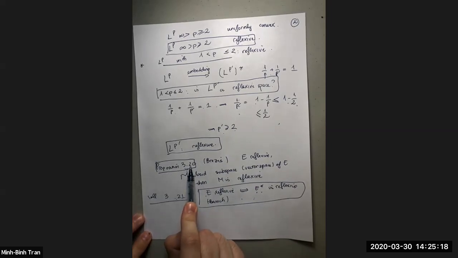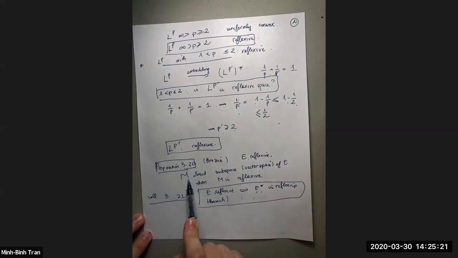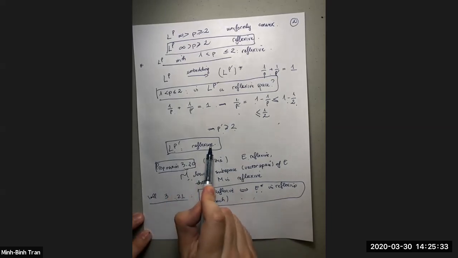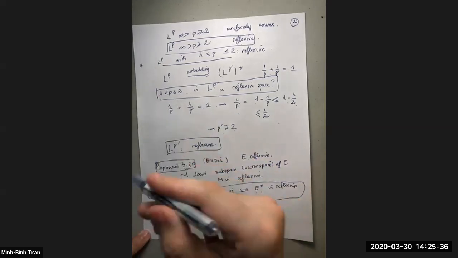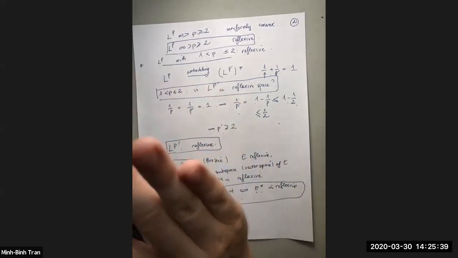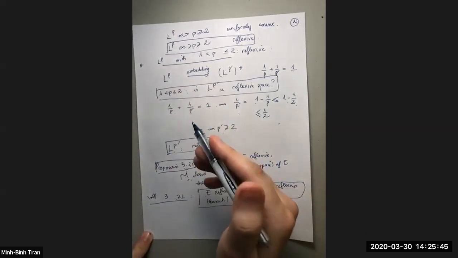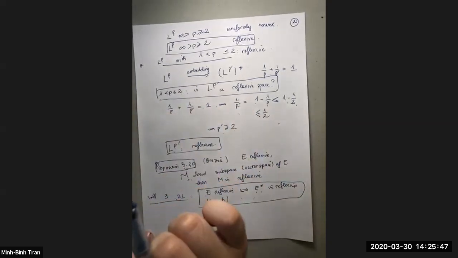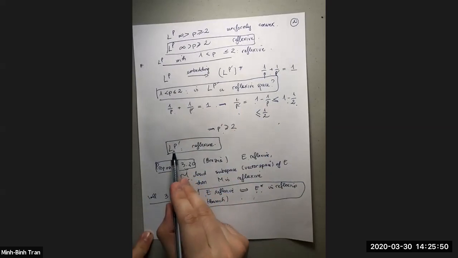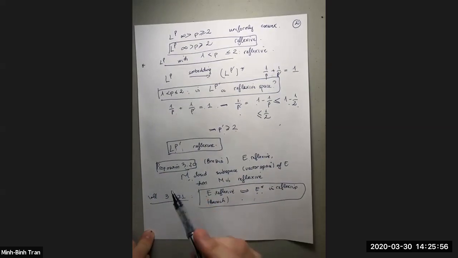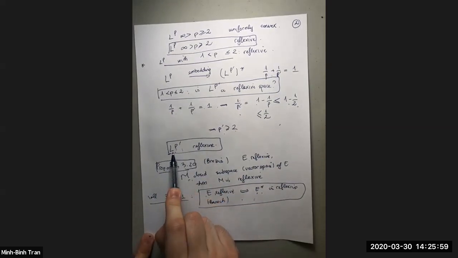Proposition 3.20 said that if E is reflexive, and if M is a closed vector subspace of E, then M is also reflexive, right? Now, you know that L^p' is reflexive. We know the dual of L^p' is L^p, but suppose that we haven't proved that. We are in the process of proving the Riesz representation, so we haven't got that result yet. We are on the way to show that the dual of L^p' is L^p, but suppose we don't know that yet.